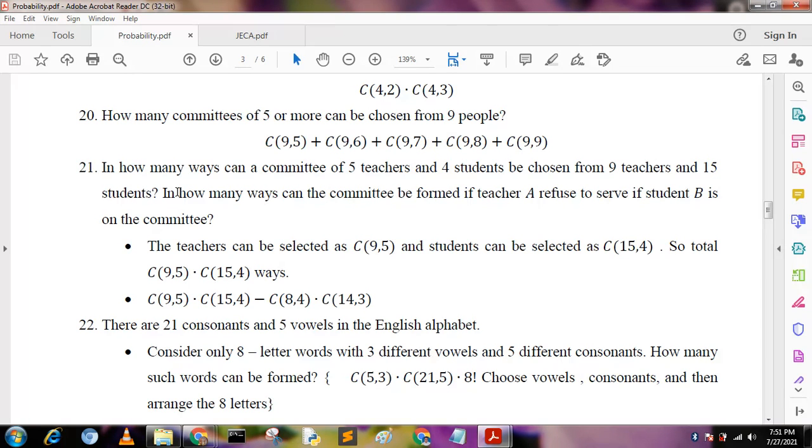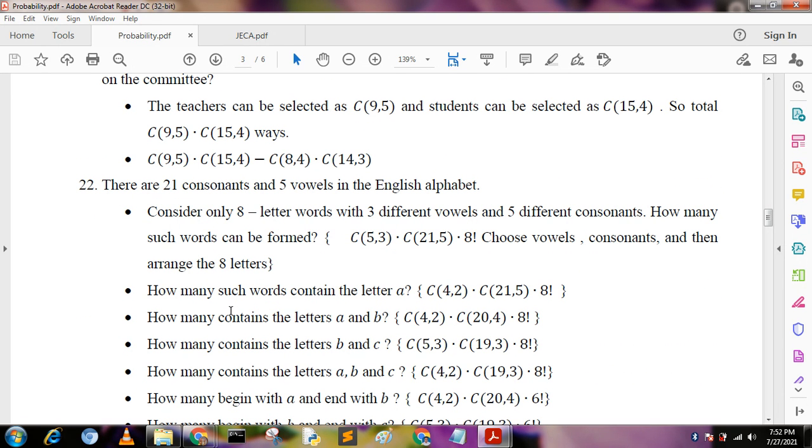Now in the second portion: in how many ways can the committee be formed if teacher A refuses to serve and student B is on the committee? Since teacher A refuses to serve, we have 8 teachers, and with student B on the committee we get one less student, that is 14 students. So we get C(9,5) into C(15,4) minus C(8,4) into C(14,3). Here 8 means one teacher is refused, and 14 means one student is subtracted.